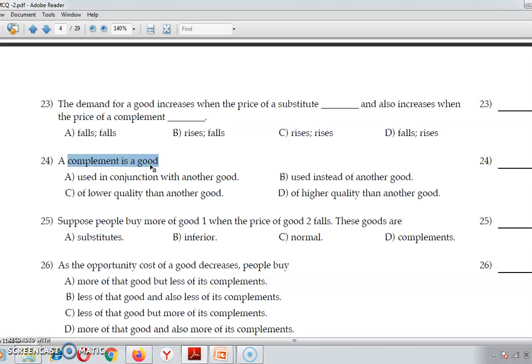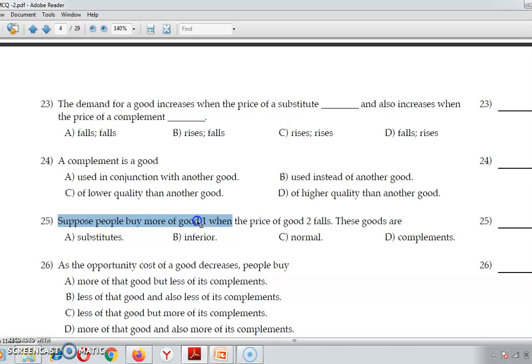A complement is a good used in conjunction with another good, used instead of another good of lower quality, of higher quality. अब complement good को बारेमा कुरा गरौँ. Of course, used in conjunction, एक आपसमा प्रयोग हुनेलाई हामी complementary goods भन्छौं. 25 नम्बर.